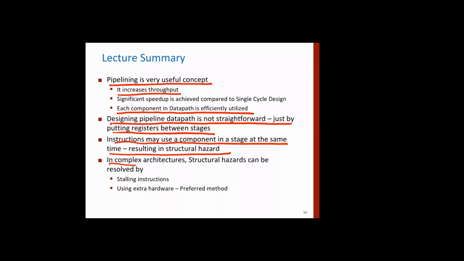In complex architectures, like in the case of CISC architecture, structural hazards are there and they can be resolved by stalling the instruction. It means the second instruction waits to get into the next stage until the previous instruction finishes use of that particular resource. And second, use extra hardware if possible. Okay, so that's all for today.